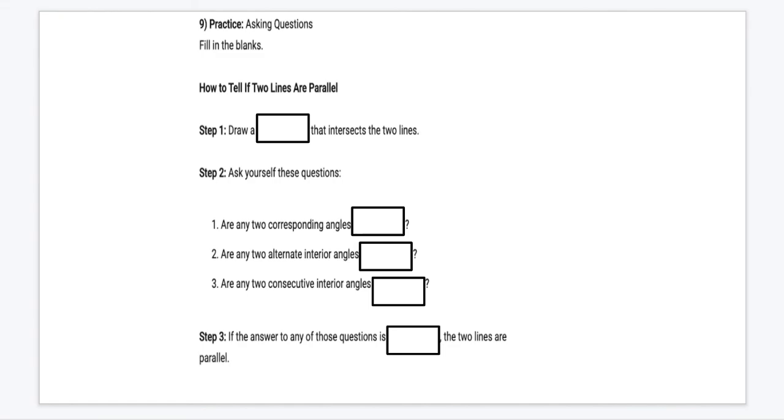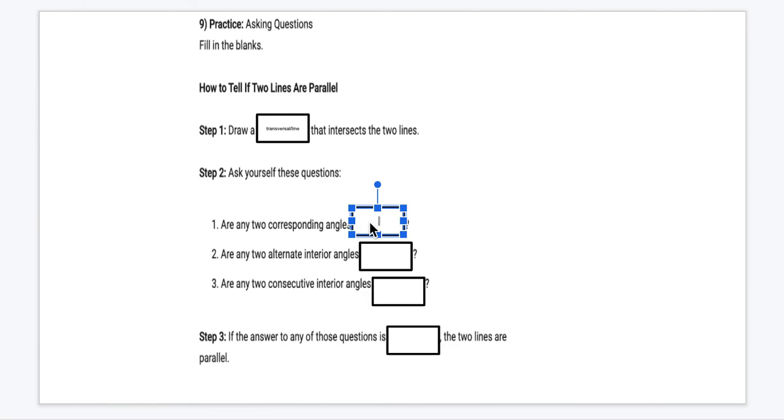Okay, so we can always draw a transversal or a line, right? When I'm talking about transversals, I'm talking about lines that intersect the two lines that I'm trying to analyze. So I'm looking at a transversal or a line that intersects the two lines that I have. And then once I draw that transversal, I want to ask myself certain questions.